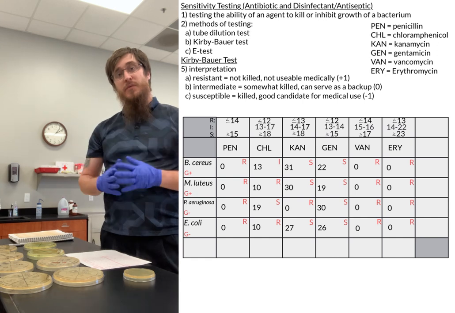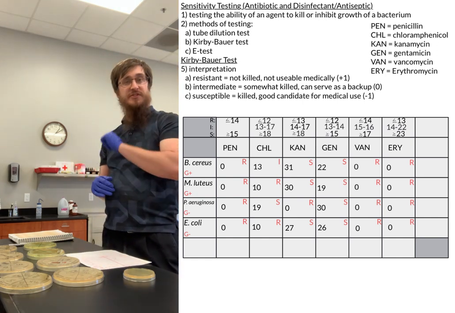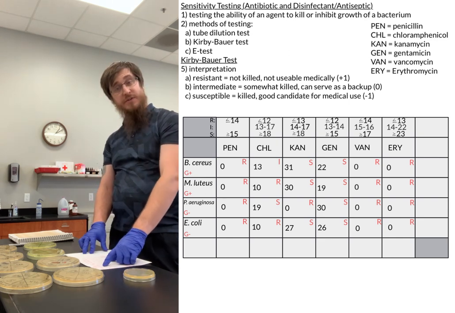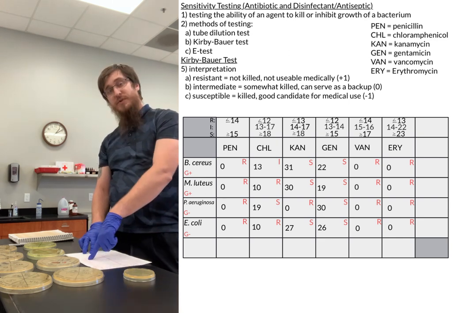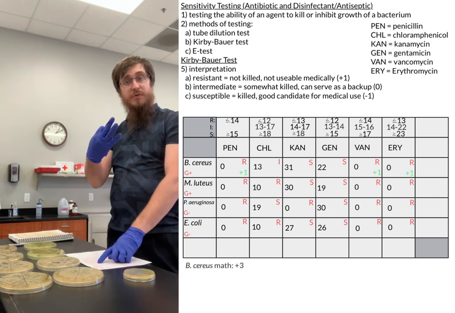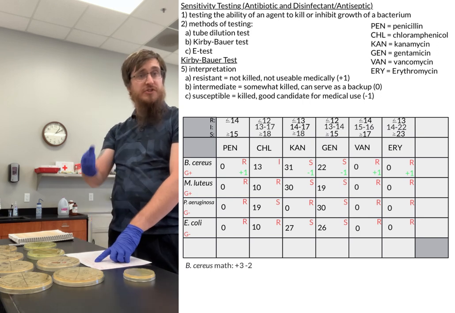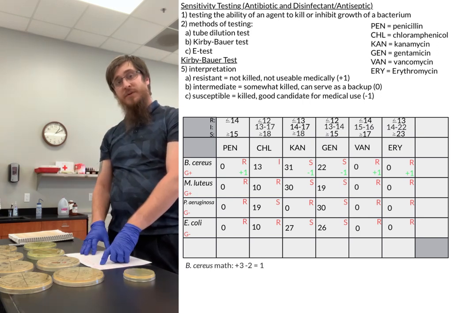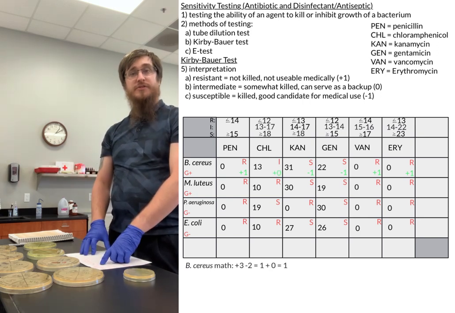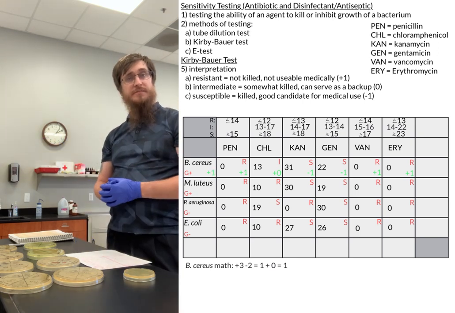So next thing what we would do is that we would basically go through and we would look at something again like our Bacillus cereus, and we would count out, okay, how many resistance do we have? So we have 3 resistant ones. Okay, so that gives us a +3 score. We have 2 susceptibles, so we have to subtract 2. So 3 minus 2 is 1, and then our 1 intermediate is a 0. So at the end of it all, we get a +1 score for Bacillus cereus.